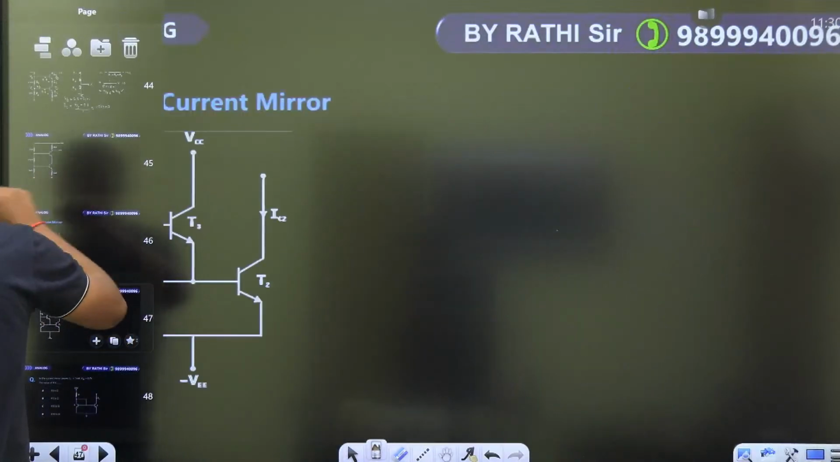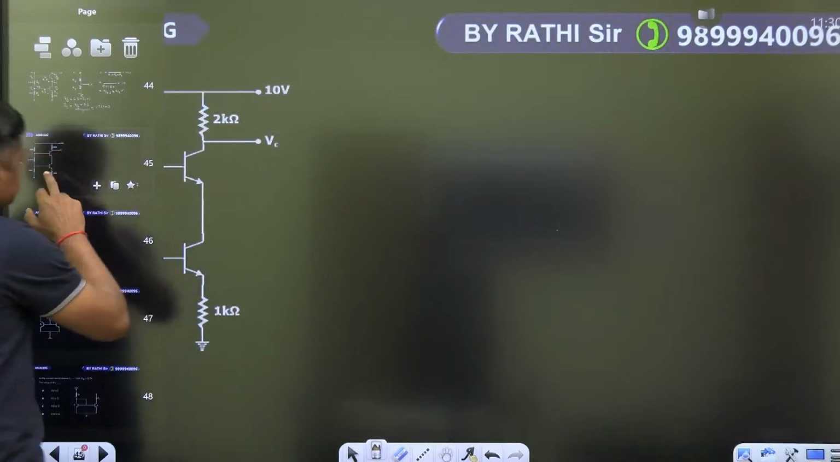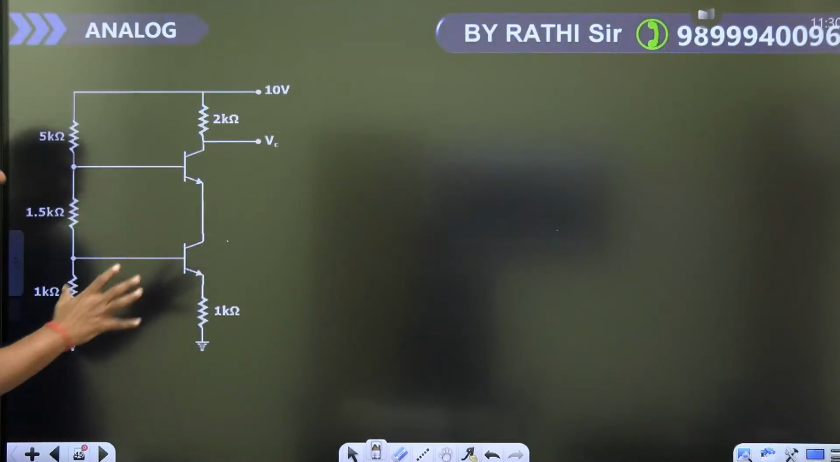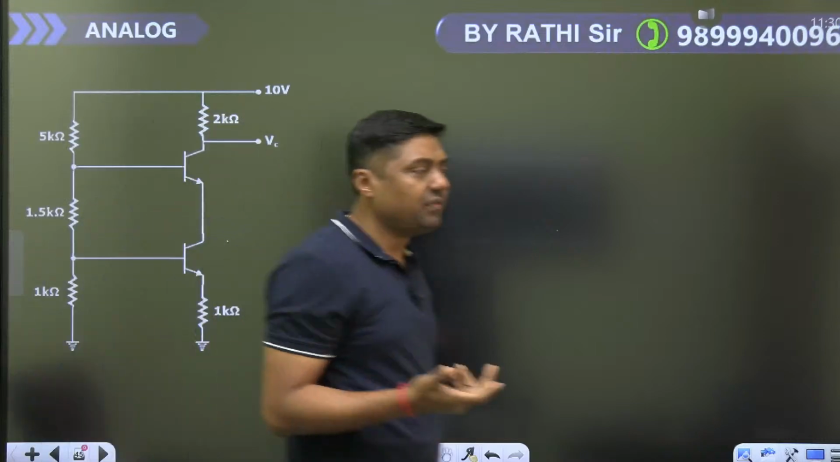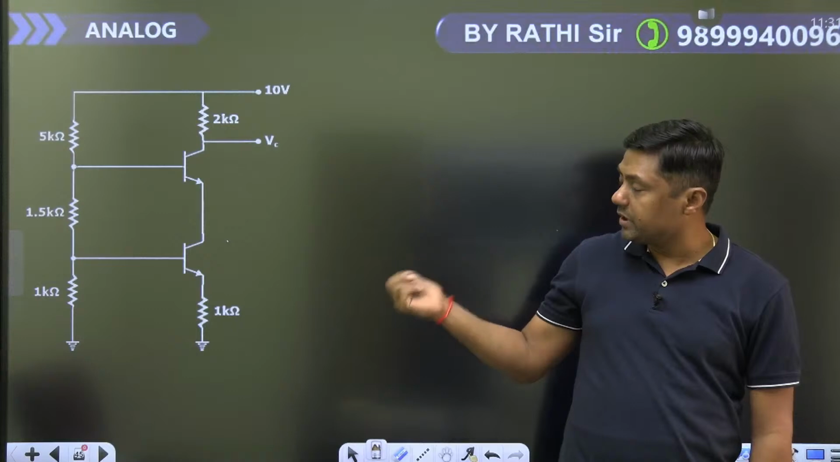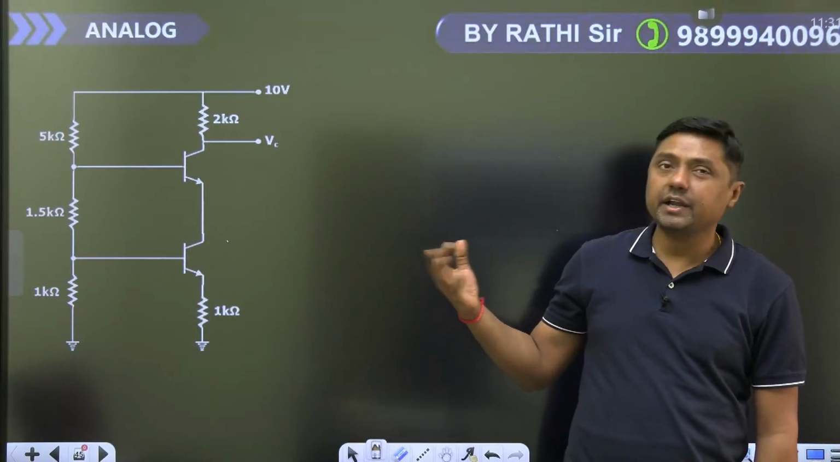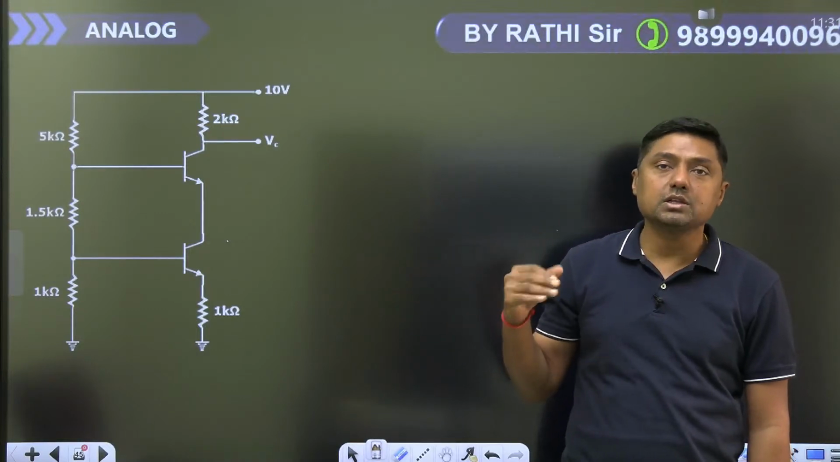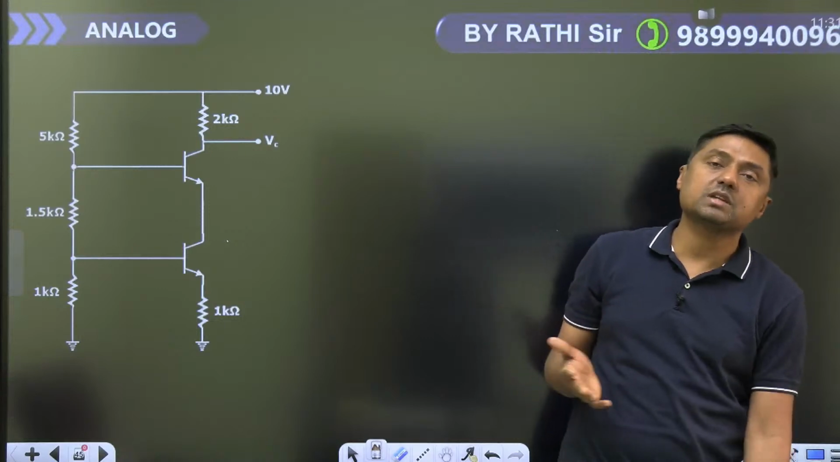Now coming to different types of biasing. Biasing means potential divider we are using, we are connecting the two transistors, and then with the potential divider we have to find the current, we have to find the voltage at different terminals, collector terminal, emitter terminal, base terminal.